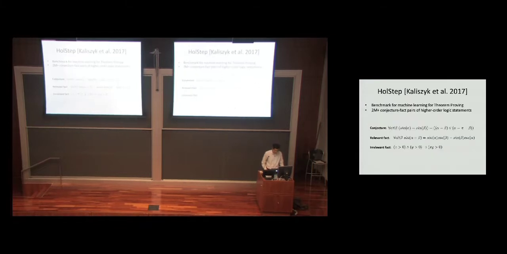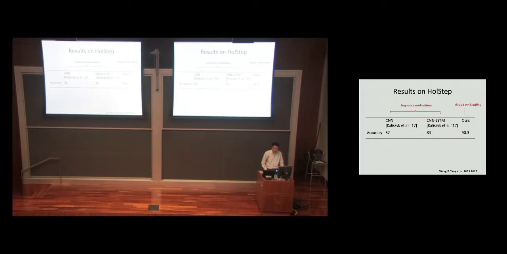So we evaluate this approach using the HOList dataset, which was recently introduced for evaluating machine learning methods for theorem proving. It has ground truth conjecture-fact pairs expressed in higher order logic. Most of them are not actually human understandable. Some of them are. Here's one example. So this is a conjecture, a ground truth relevant fact, and a ground truth irrelevant fact. And we show that on this data set, we can outperform prior methods by a very large margin. The prior methods were based on sequence embedding, which are not invariant to variable naming, and they don't make the syntactic structure of the logical statements explicit.